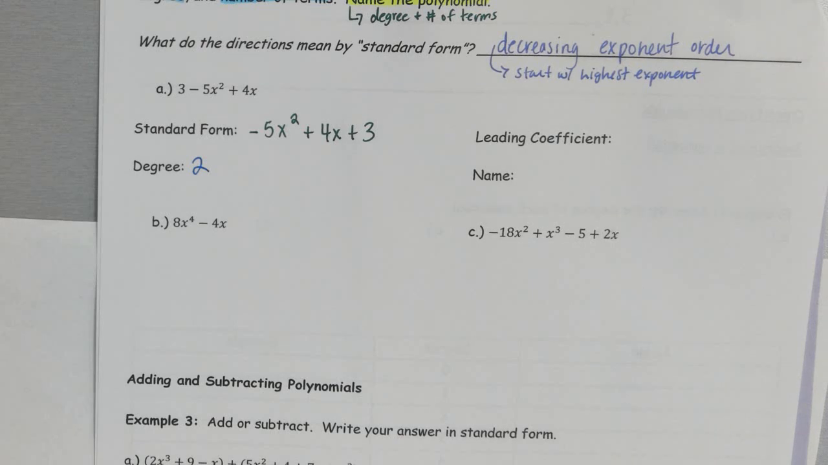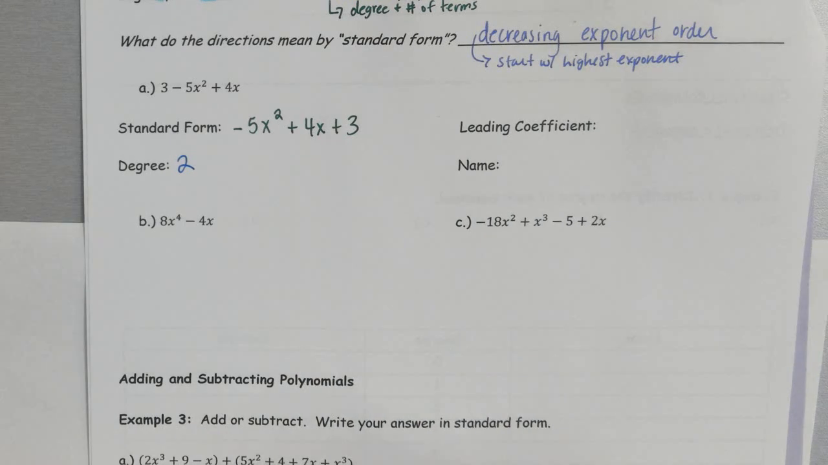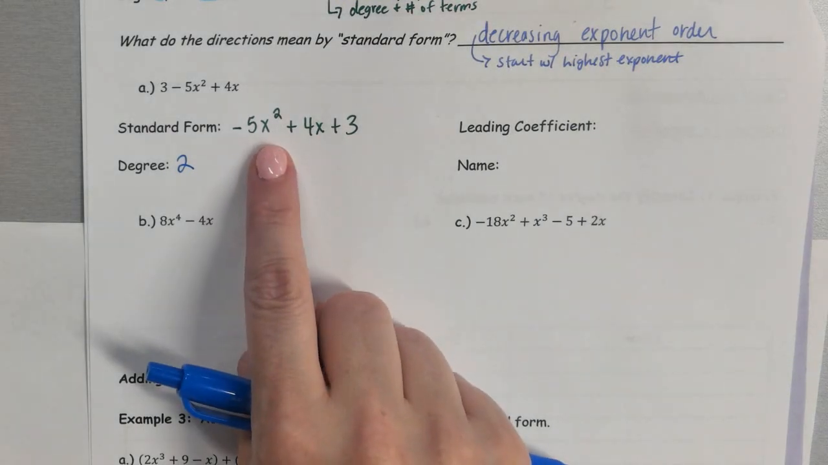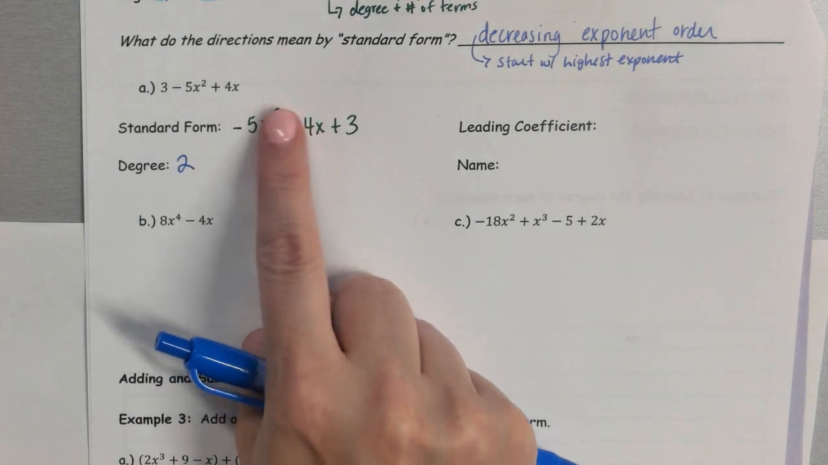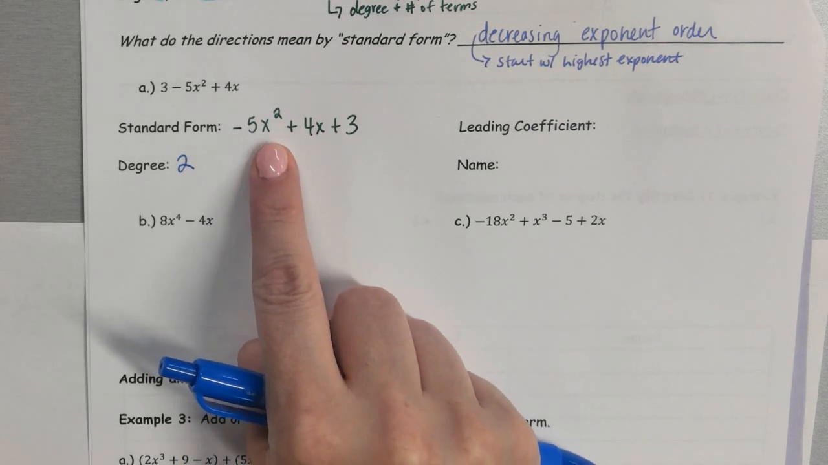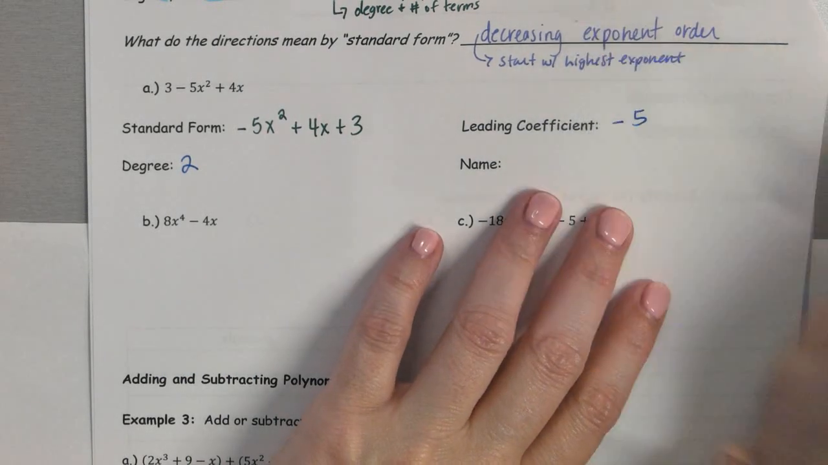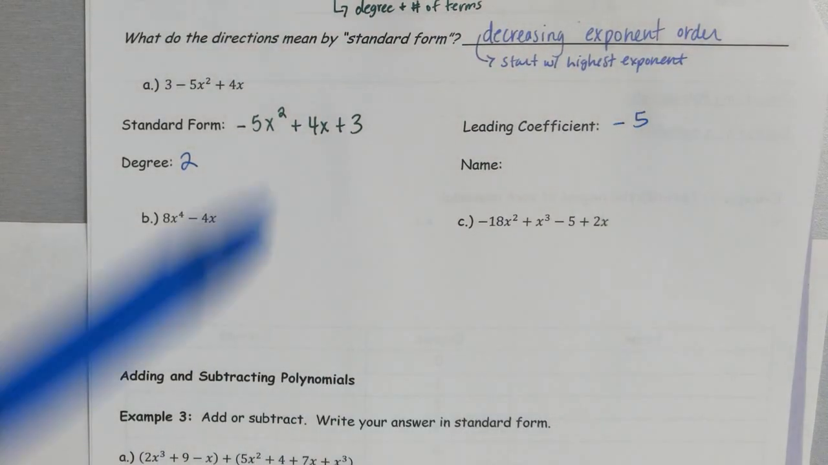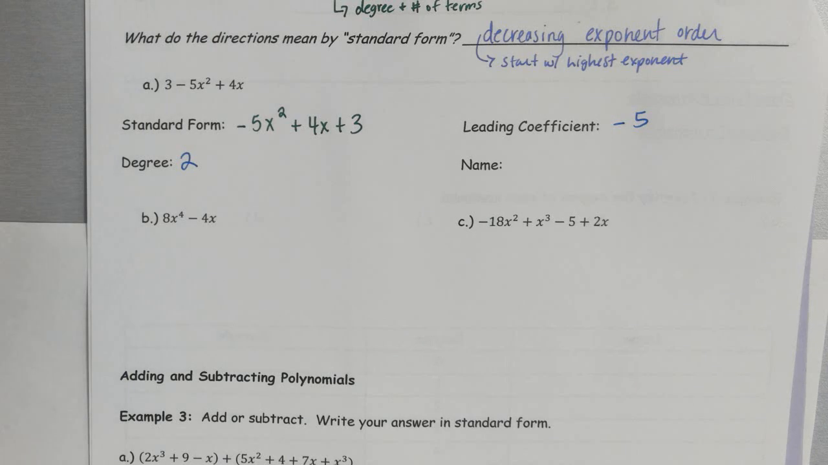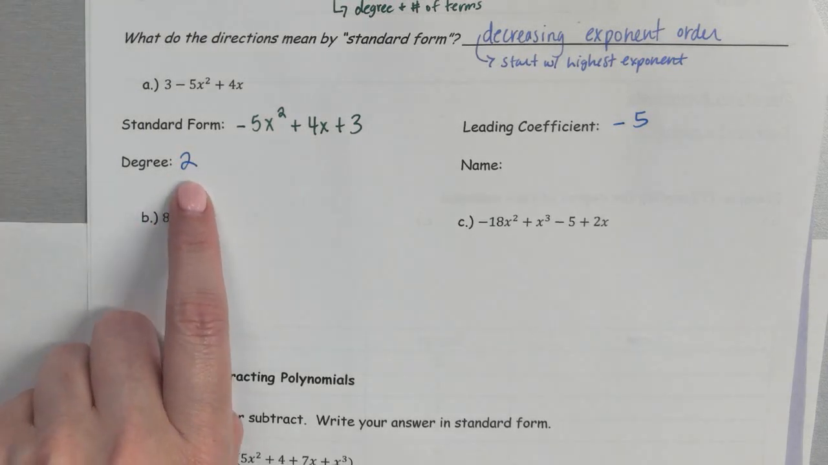Okay? And then Gwen, what's our leading coefficient for this? Or if you're not sure how to find that, you can tell me. Okay, yeah, so the leading coefficient is always going to be in front of the term with the highest exponent. So if x squared is the highest exponent, what's the coefficient of that? Yes, good. Okay, and then the name, like I said, is a compound name. So it's based on the degree, and it's based on the number of terms.